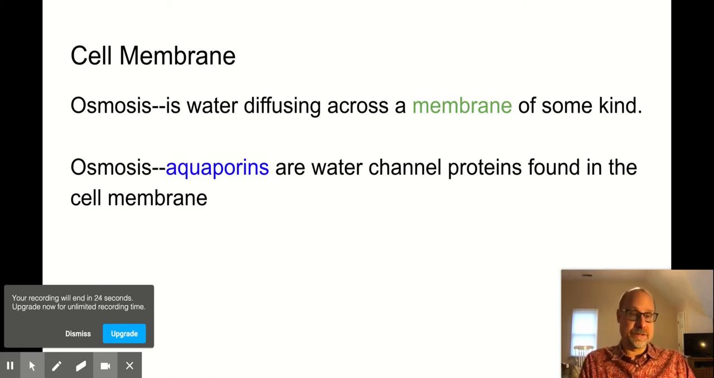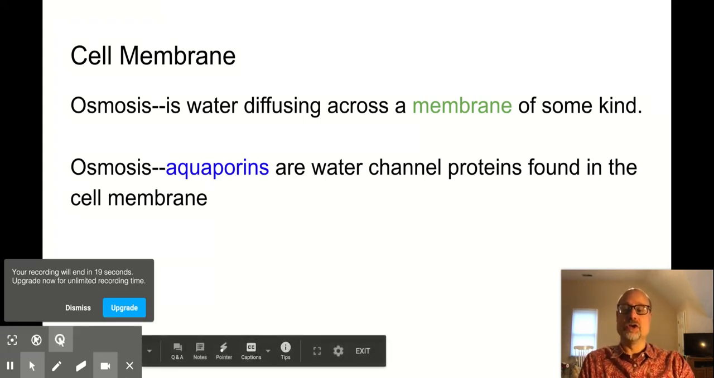So far, we've talked about things that don't require any energy. Next time, we're going to talk about how you transport things using energy.